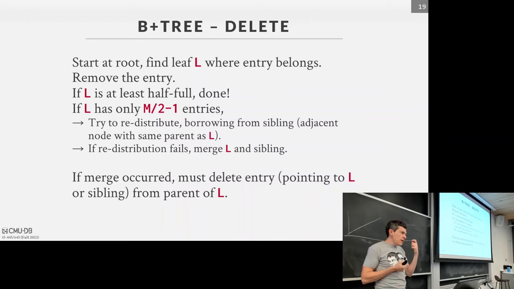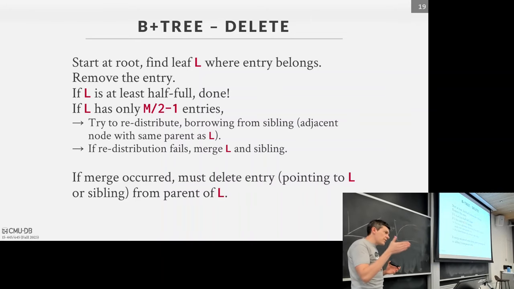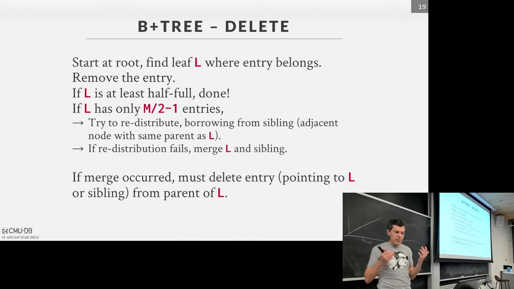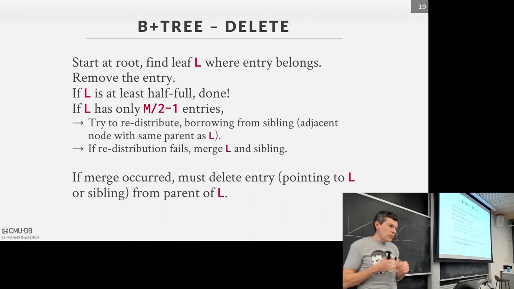So if the leaf node we just modified is at least half full, then we're done, right? We pop out and we don't have to do anything. But if the leaf node, after deleting that key, goes below our threshold, m divided by 2 minus 1, where m is the number of keys per node, then we have to redistribute.